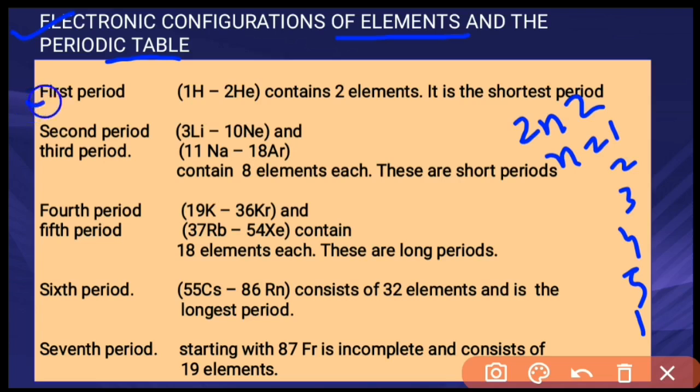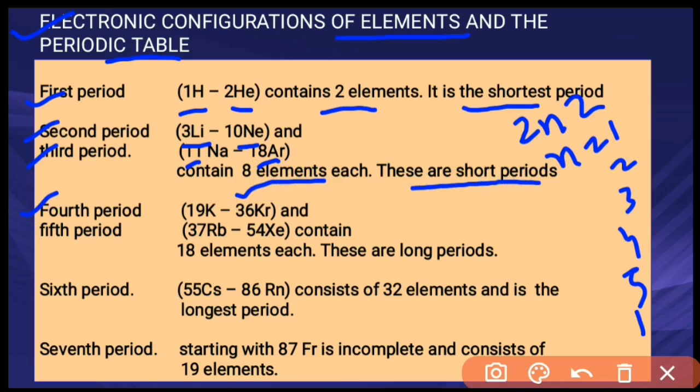So in the first period, hydrogen atomic number 1 to helium atomic number 2, having only 2 elements, it is called the shortest period of the modern periodic table. The second period starts from lithium atomic number 3 to neon atomic number 10, and the third period starts from sodium atomic number 11 to argon atomic number 18, containing 8 elements in each period. So these are the short periods of the modern periodic table.